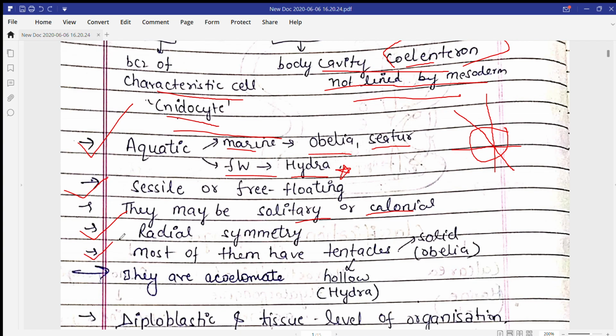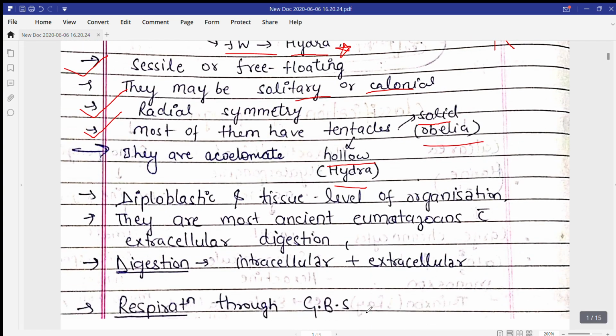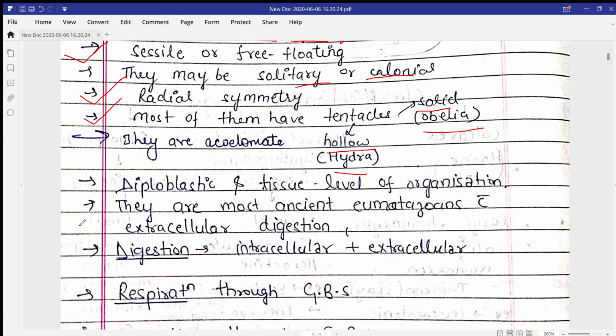Now, most of them have tentacles. Tentacles are present at their anterior position. Anterior position is the position nearer to the face. Tentacles can be solid, for example in Obelia, and they can be hollow, for example in Hydra. Move to the next point.